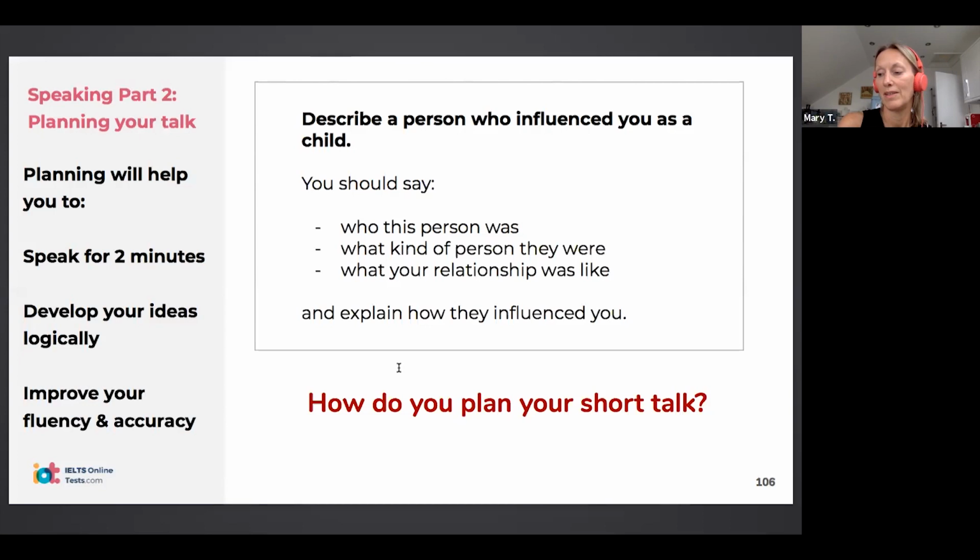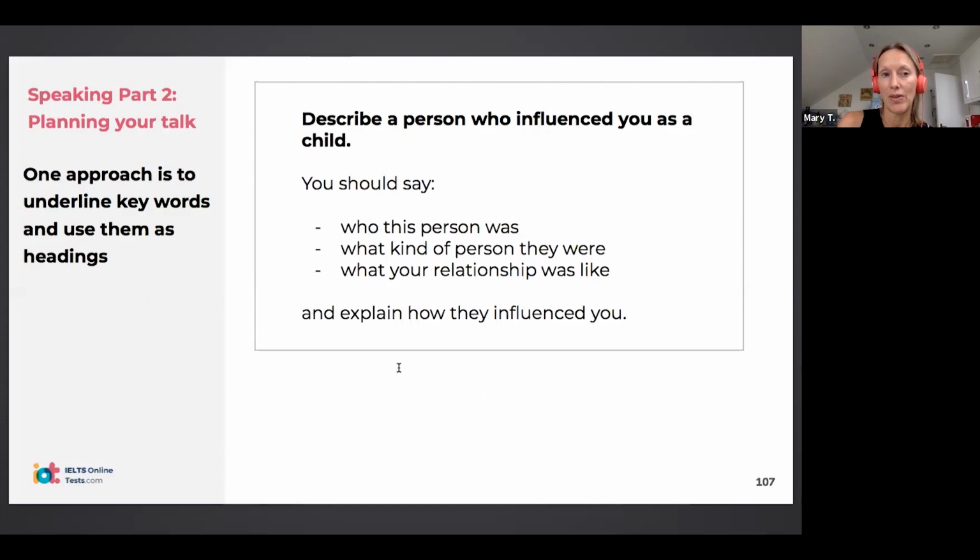No. Moses says no. Okay, these are what we call prompts. So they're giving you suggestions of what you can talk about, but don't get too hung up on them. Don't get fixated on them. As long as you're able to answer the question, describe a person who influenced you as a child, that's fine. These are just suggestions to enable you to speak.